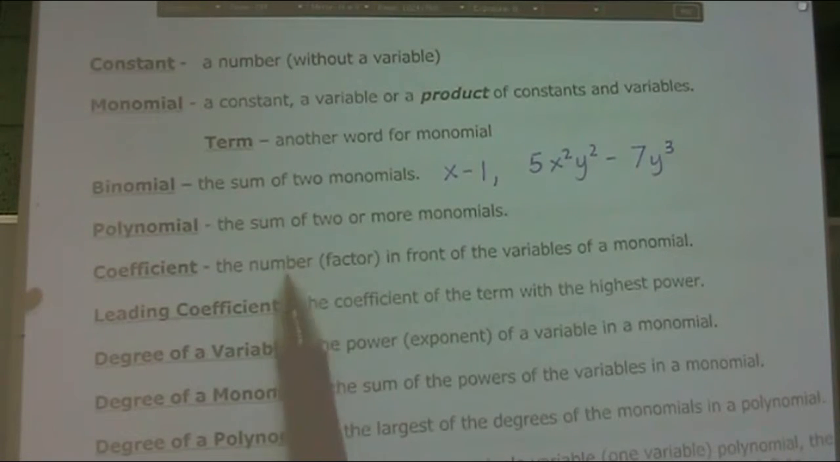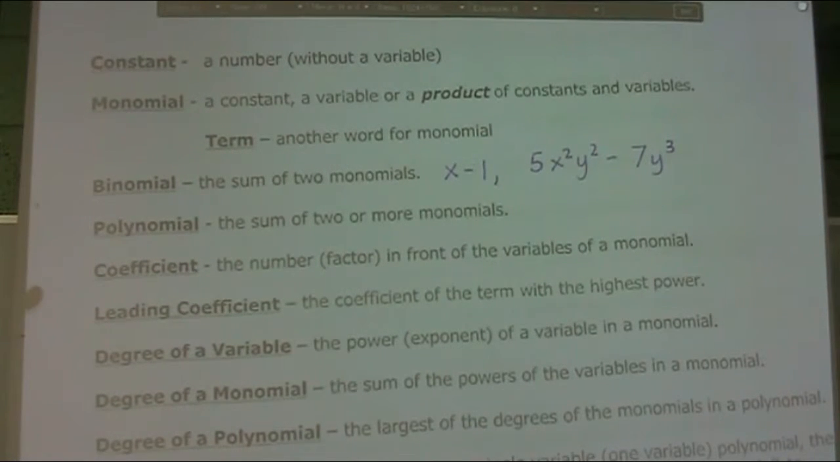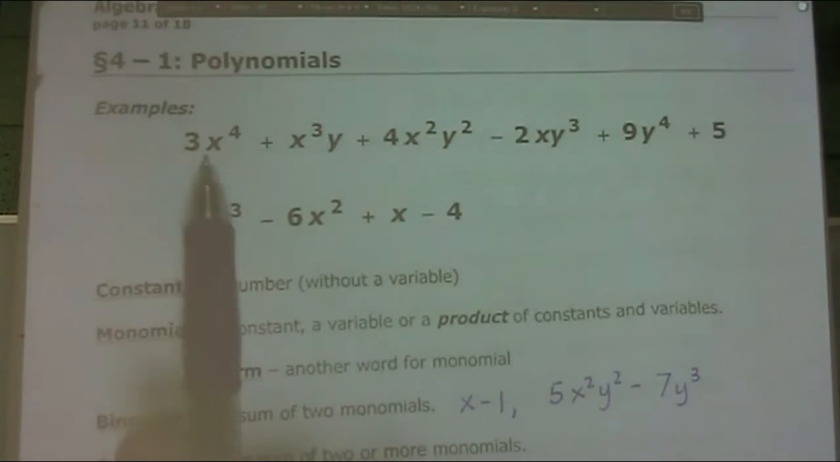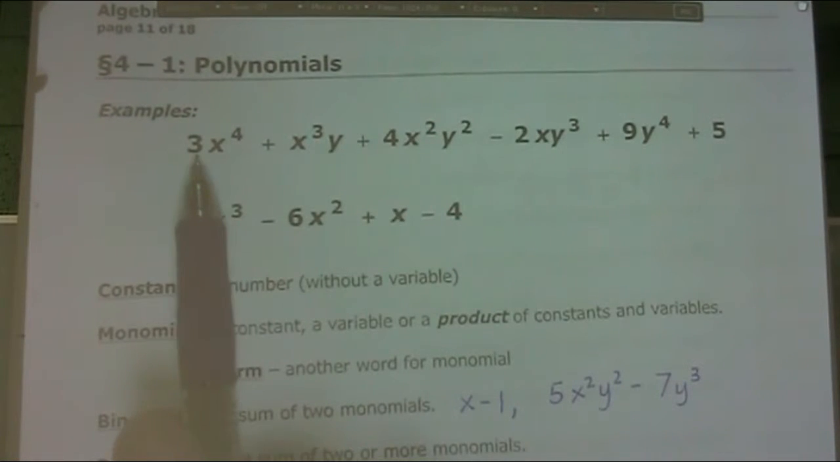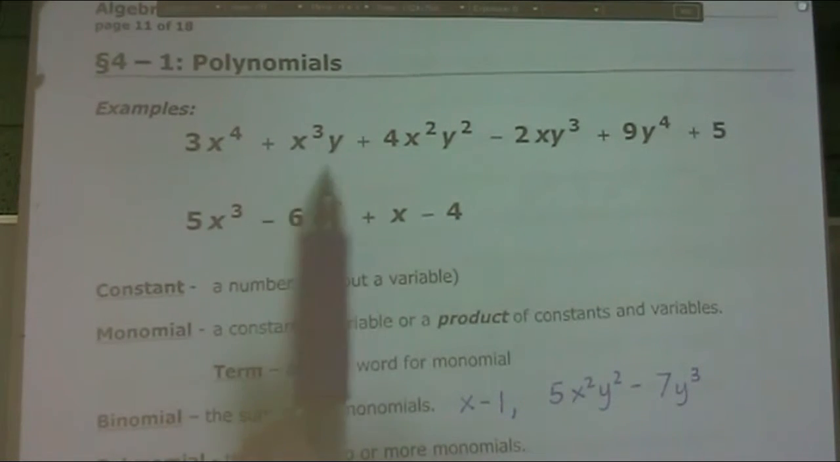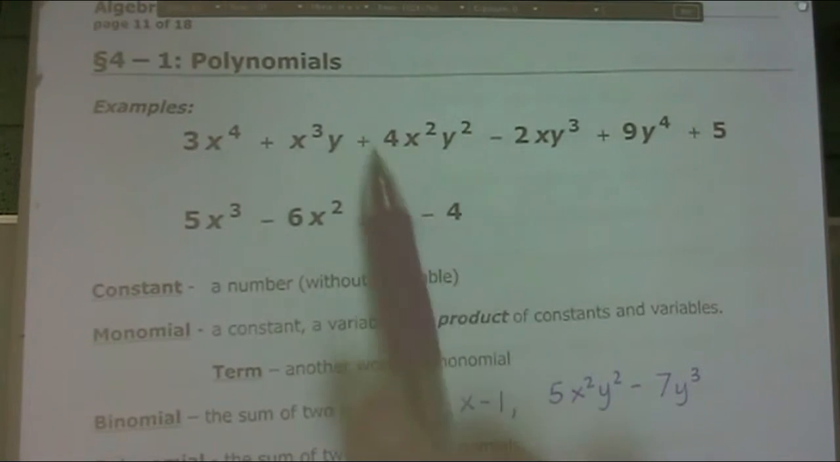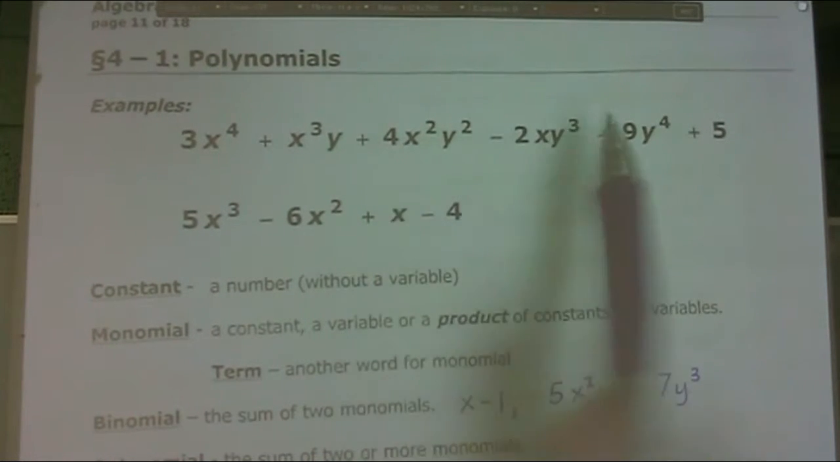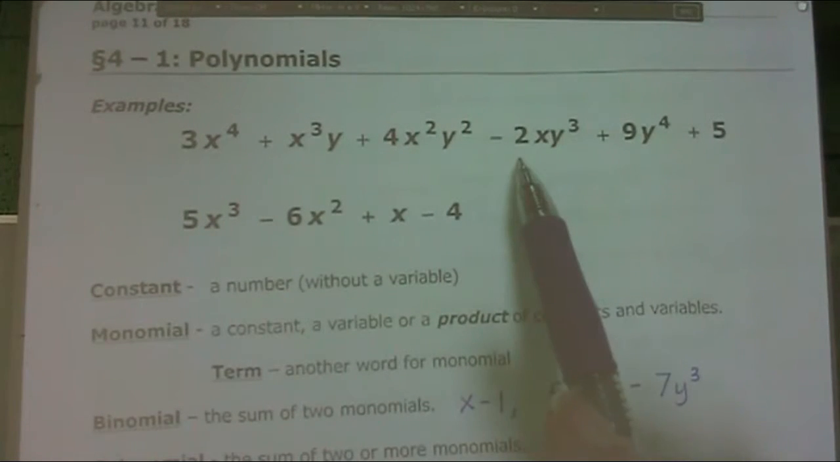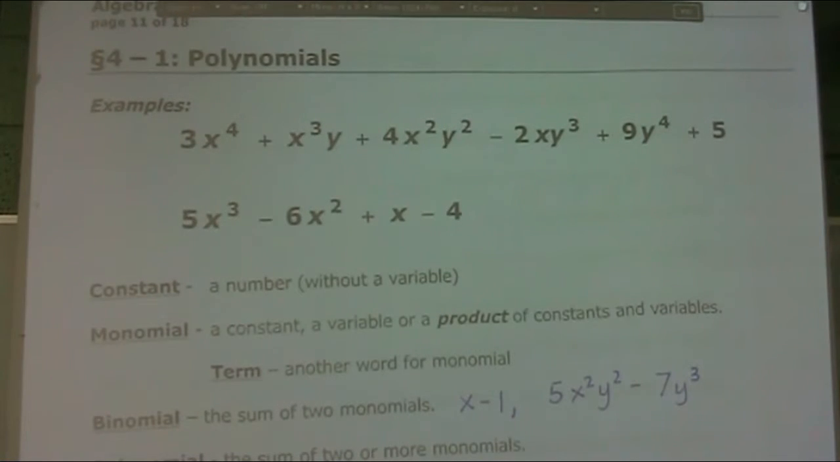Then we have the word coefficient. And this is the number or factor in front of the variables of a monomial. So if we look at our polynomial, the coefficient of this monomial is 3. The coefficient of this monomial is 1, the one you don't see. The coefficient of this monomial is 4. The coefficient of this monomial is -2. All right, so the sign goes with it. But all the coefficient is the number in front of all the variables in each monomial.